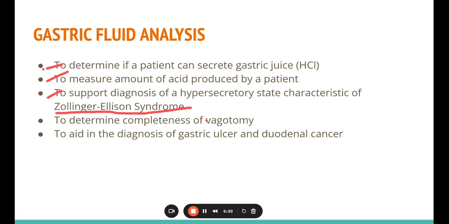Fourth is to determine the completeness of vagotomy. Vagotomy is a surgical removal of the vagus nerve that connects the central nervous system and the digestive system.